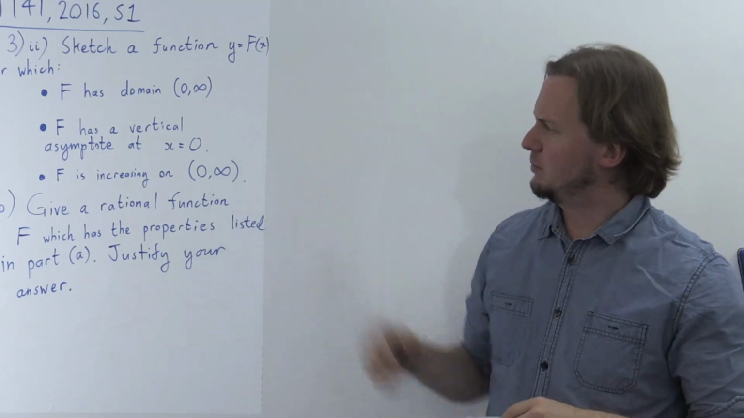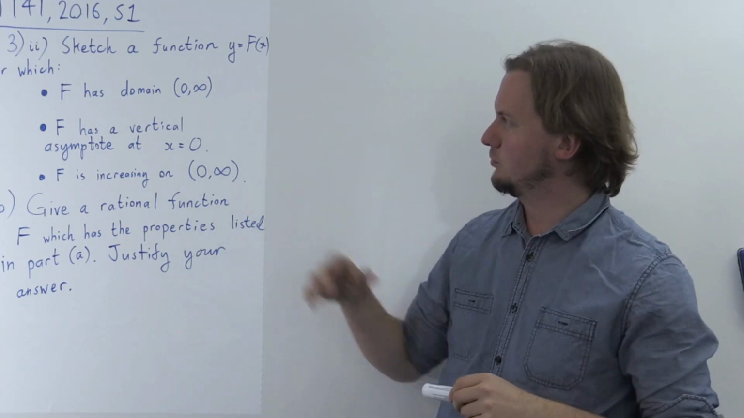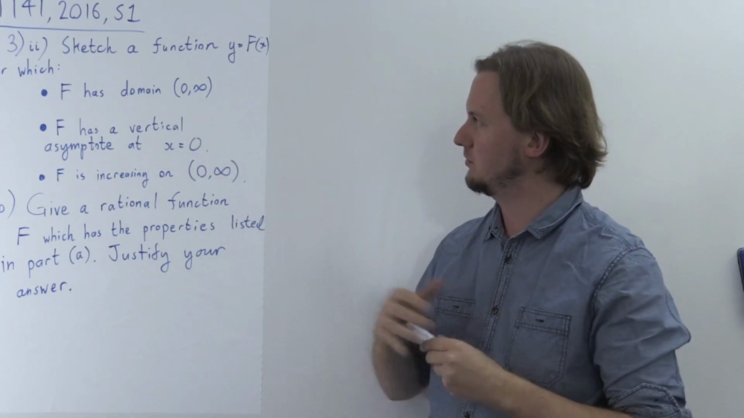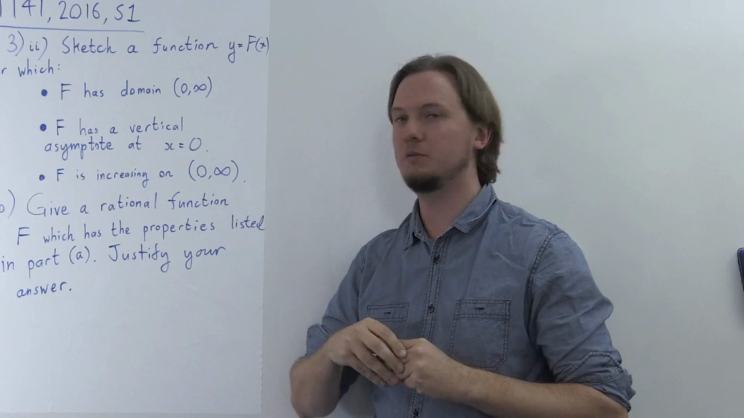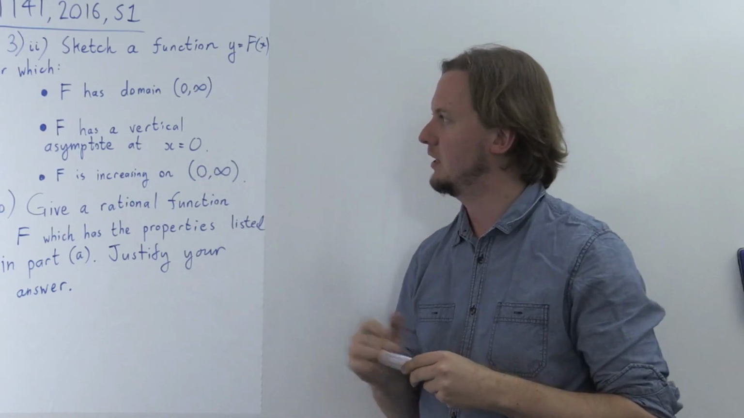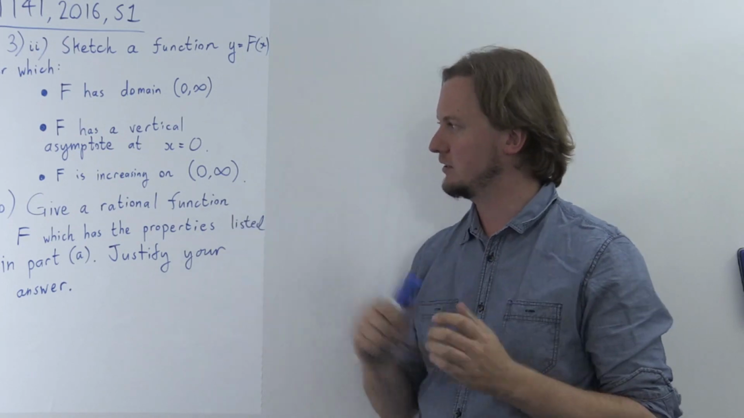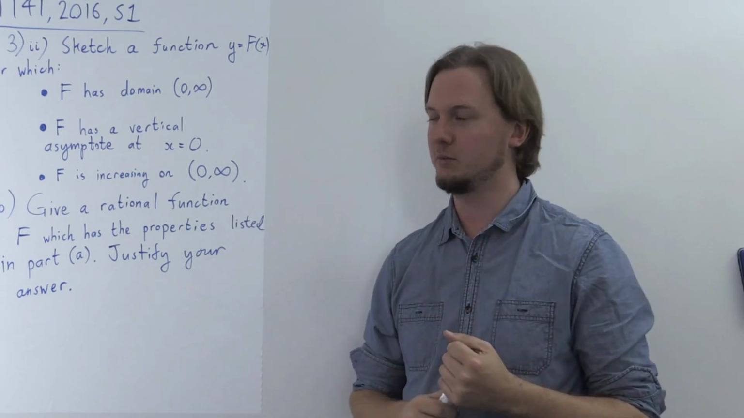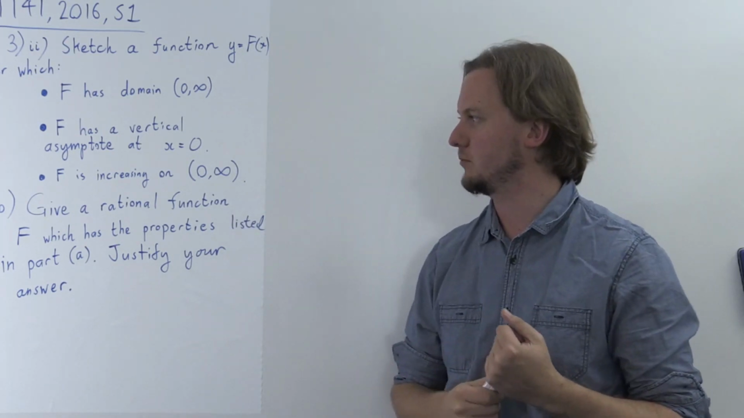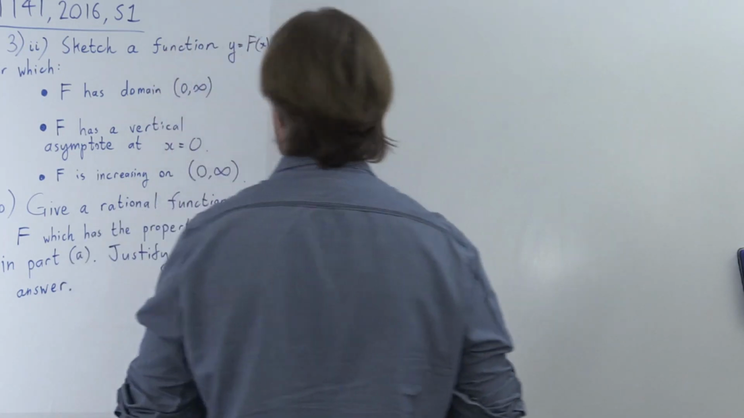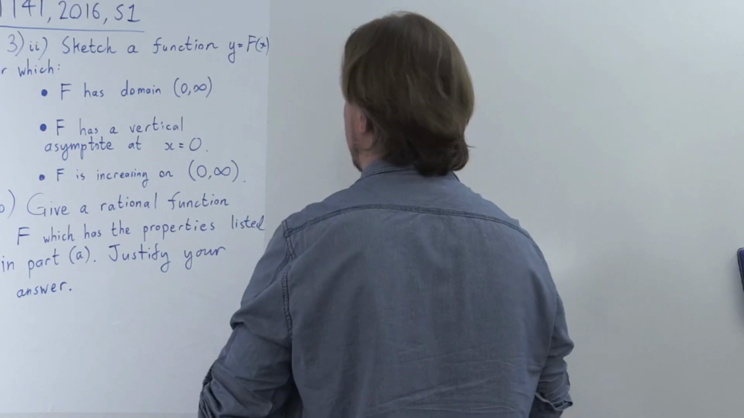So this is a bit of an abstract question. It wants you to sketch a function, and it wants you to make sure it's a function with these properties. It has to be defined on the domain 0 to infinity. It has to have a vertical asymptote at x equals 0. And we want it to be increasing on the domain 0 to infinity. And then we'll actually try and think of a rational one which does this for us. But for our sketch, anything satisfying these three properties should be fine.